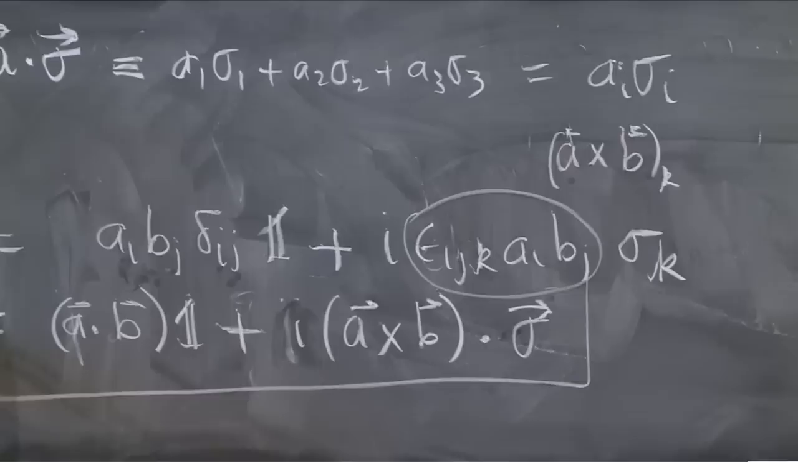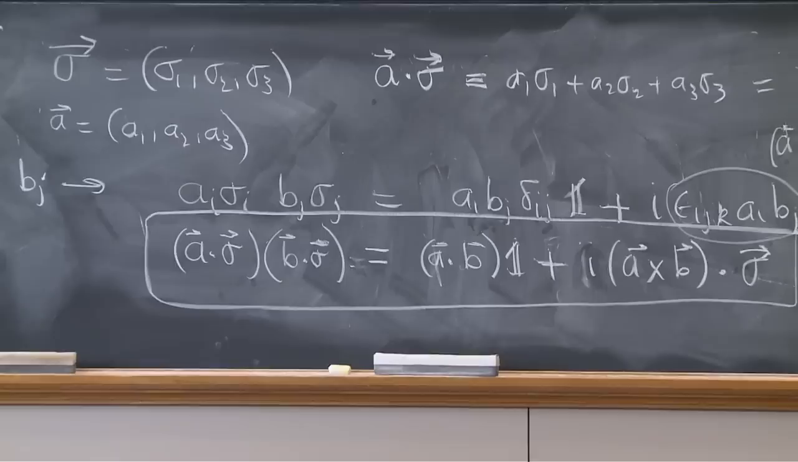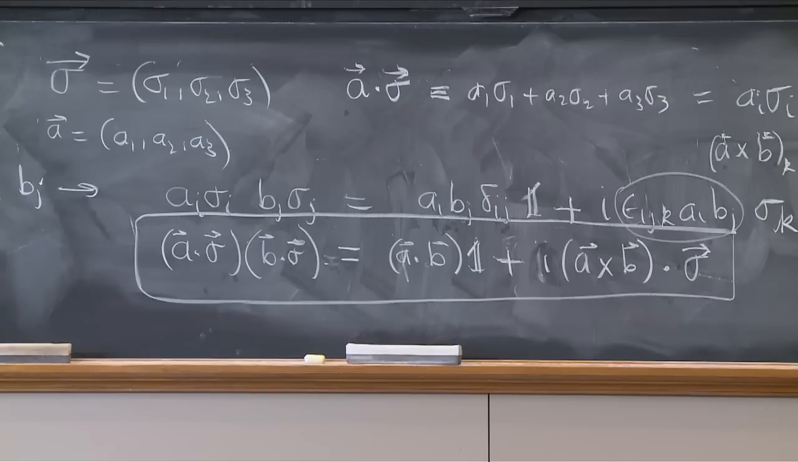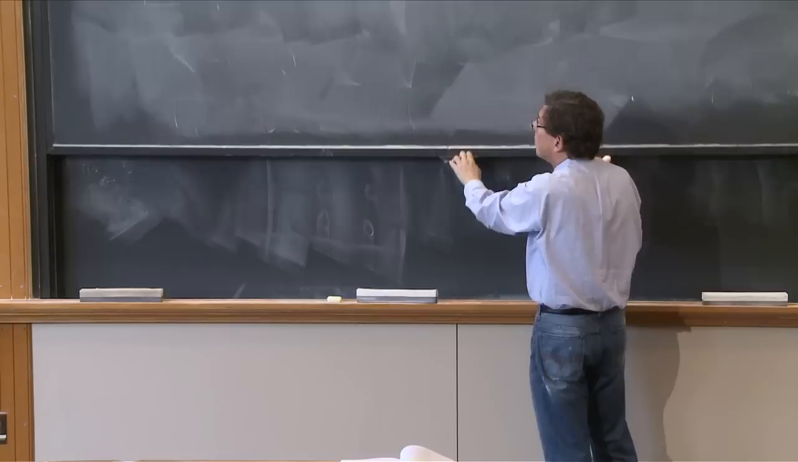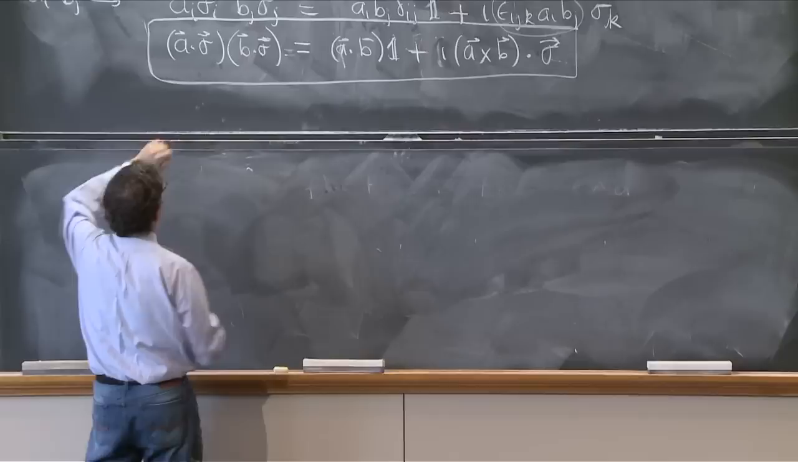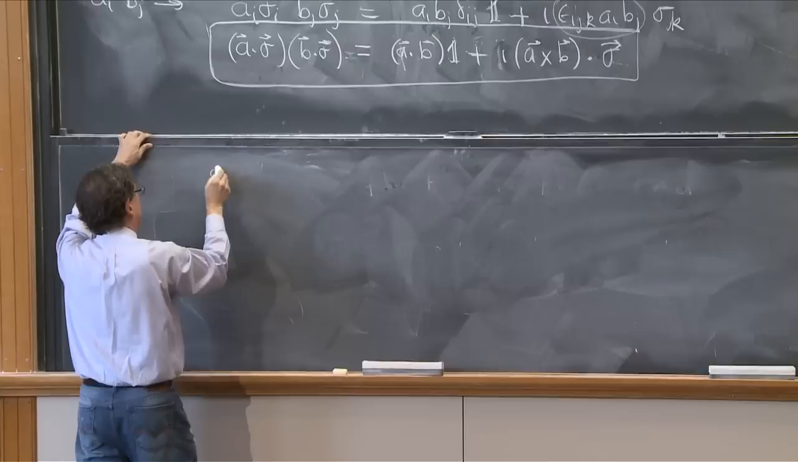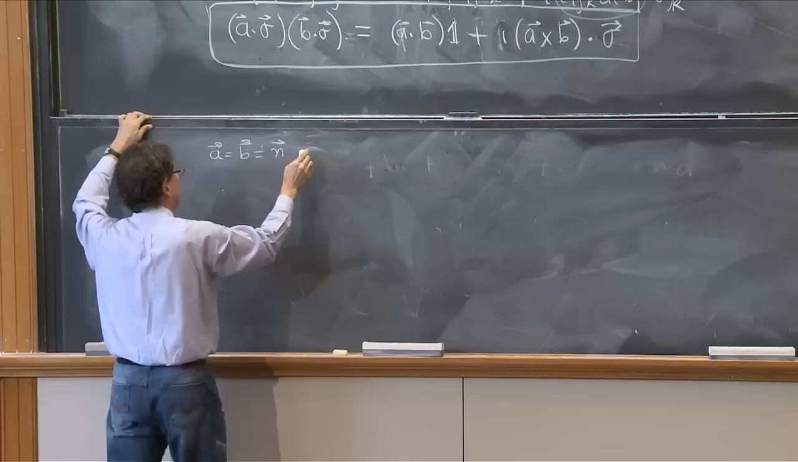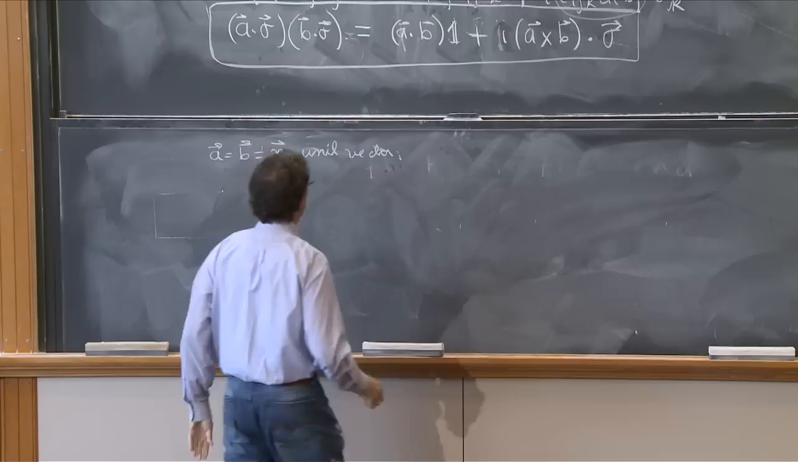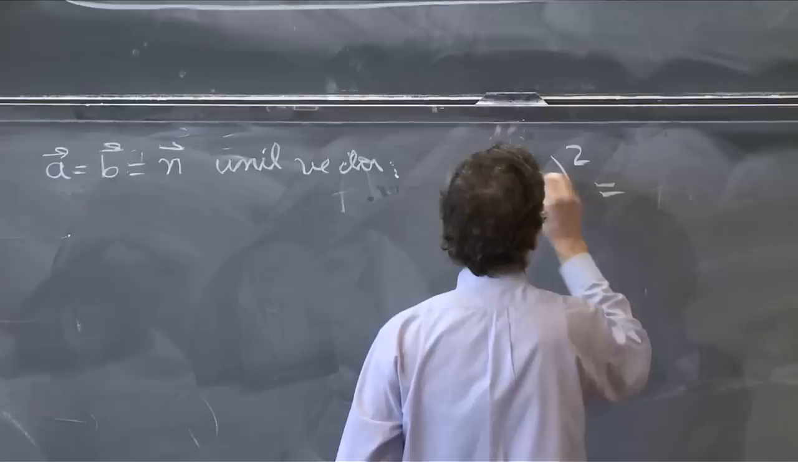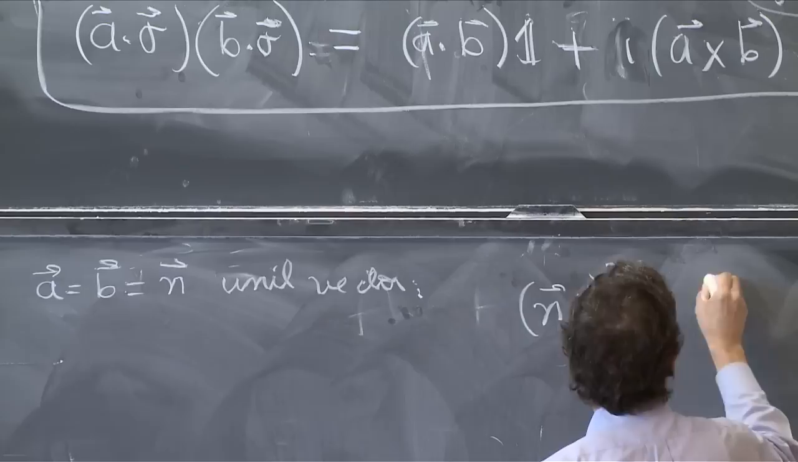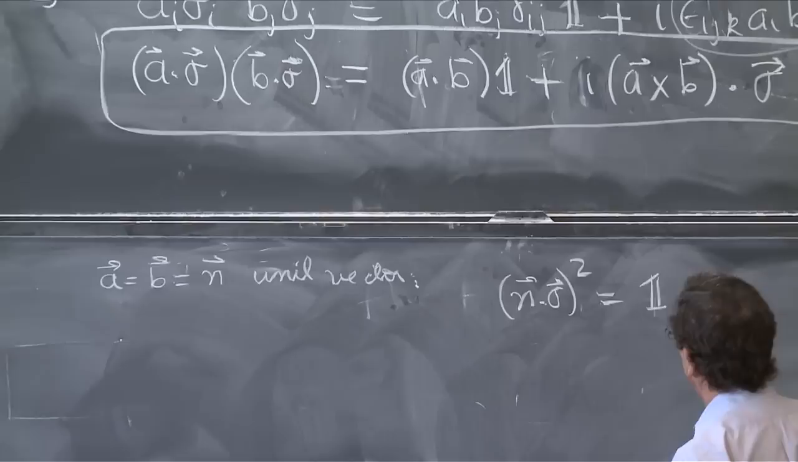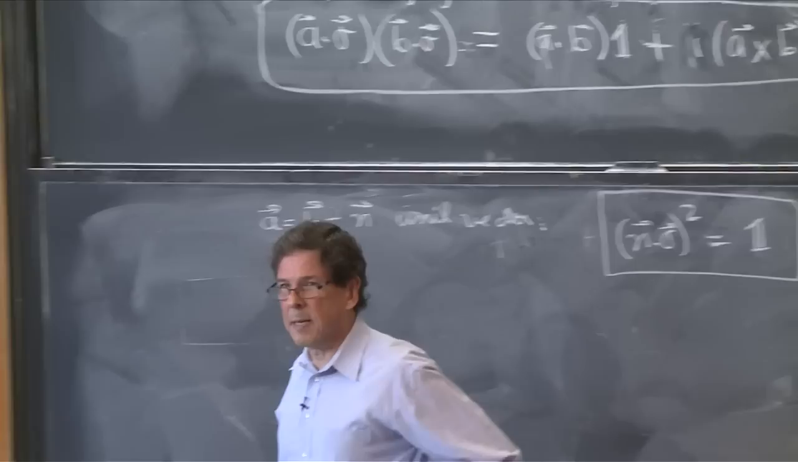And here you got a pretty nice equation for Pauli matrices. It expresses the general product of Pauli matrices in somewhat geometric terms. So if you take, for example, A equals B equal to a unit vector n, then what do we get? You get n dot sigma squared. And here you have the dot product of n with n, which is 1. And the cross product of two equal vectors, of course, is 0. So you get this, which is nice. Why is this useful?